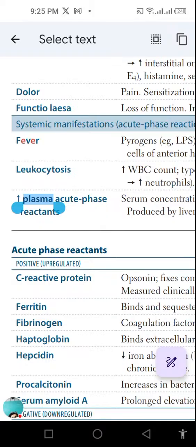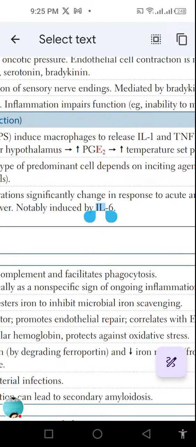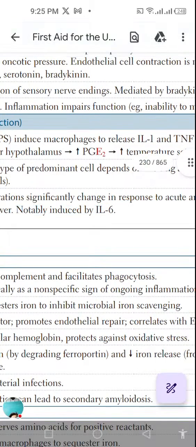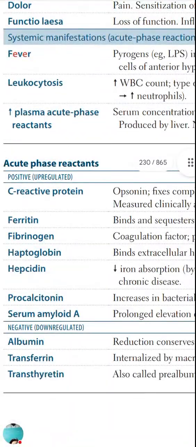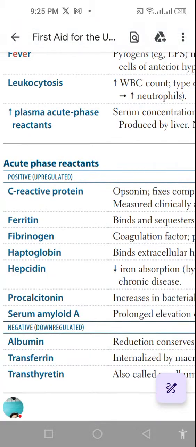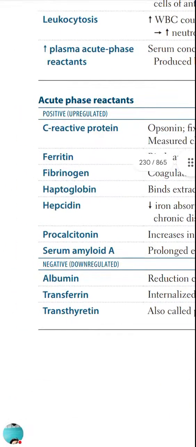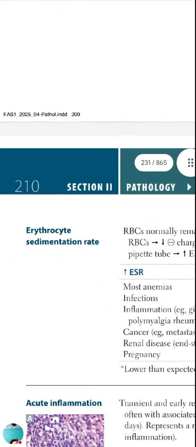Another one is increased acute phase reactant proteins, which are induced by interleukin 6 and cause inflammation. The acute phase reactants include C-reactive protein, ferritin, fibrinogen, haptoglobin, and hepcidin. Downregulated acute phase proteins are albumin, transferrin, and transthyretin.